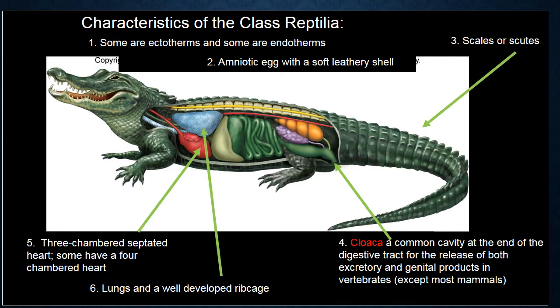Last thing is that they have very well developed lungs. If you'll remember when we were looking at the amphibians, they had smaller, kind of less developed lungs, and they also relied on cutaneous respiration. So in our amphibians, the skin had to stay wet. That is not true in our reptiles. Reptiles, in fact, have dry skin, and they have well-developed lungs that are protected by a rib cage.